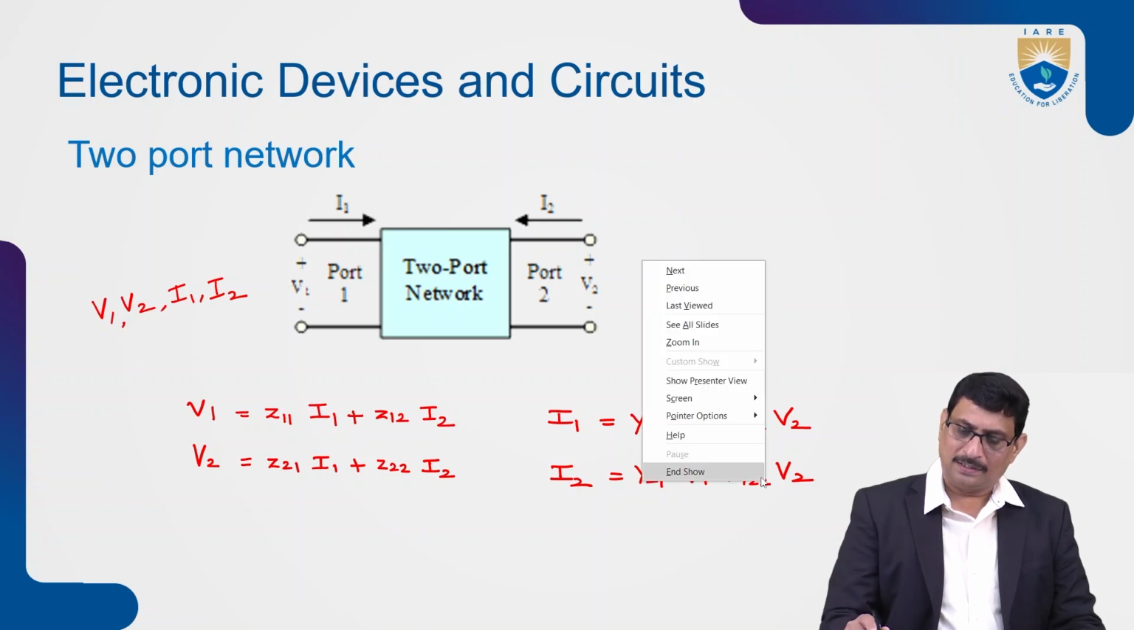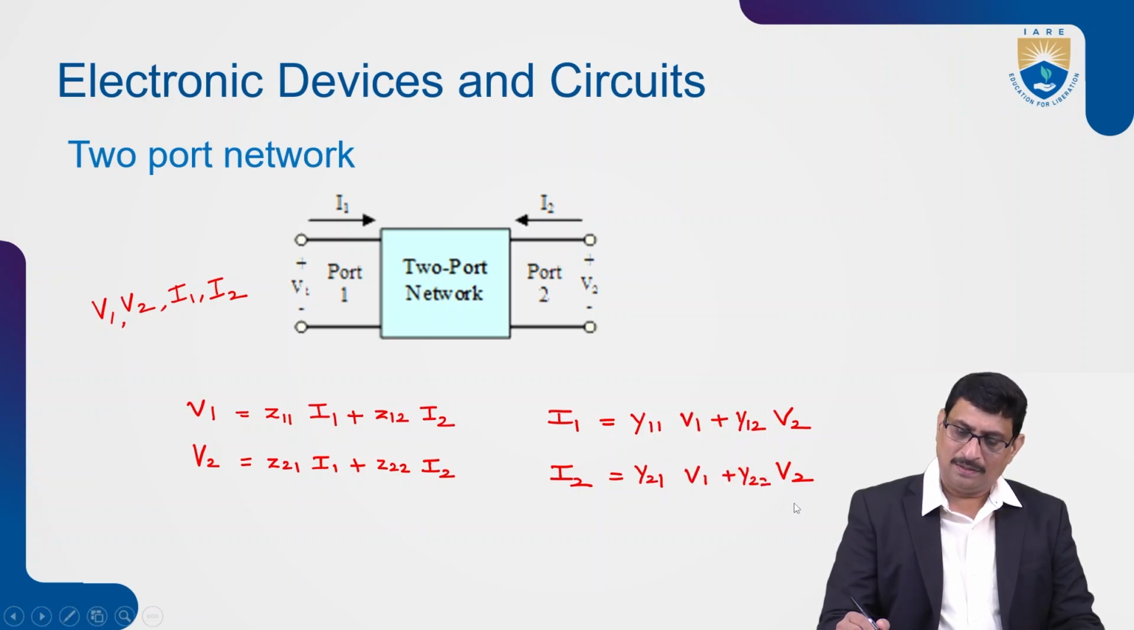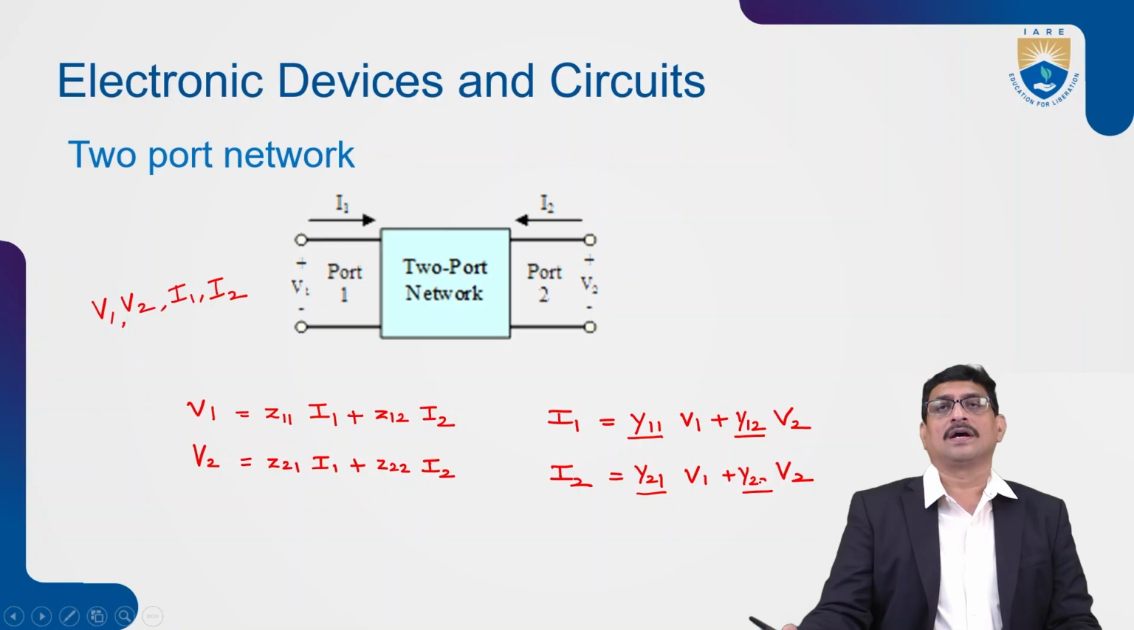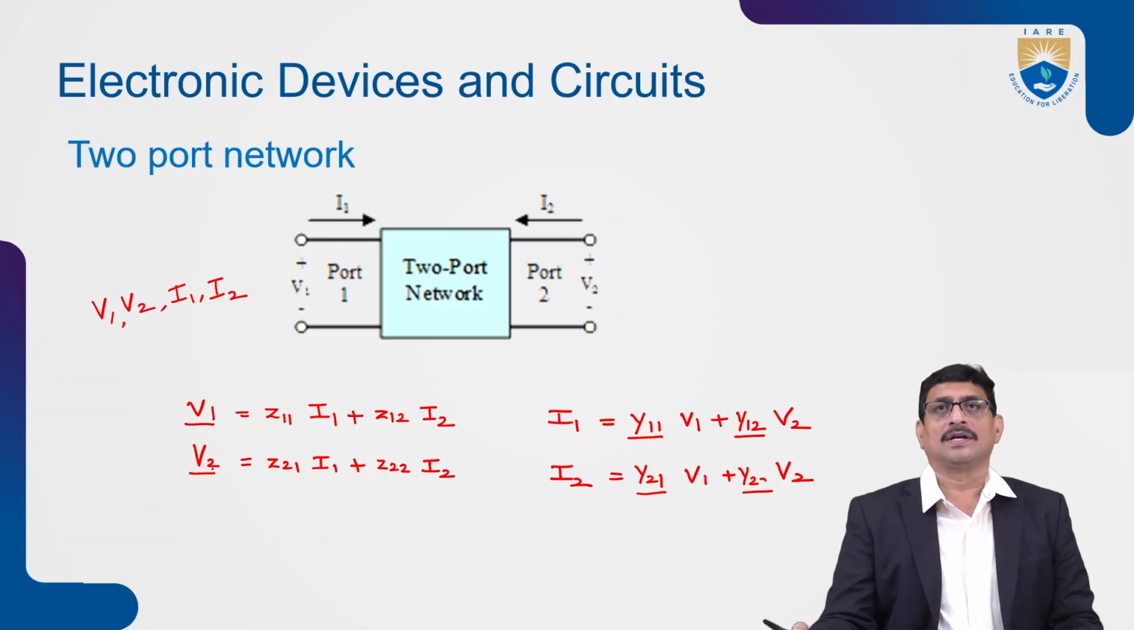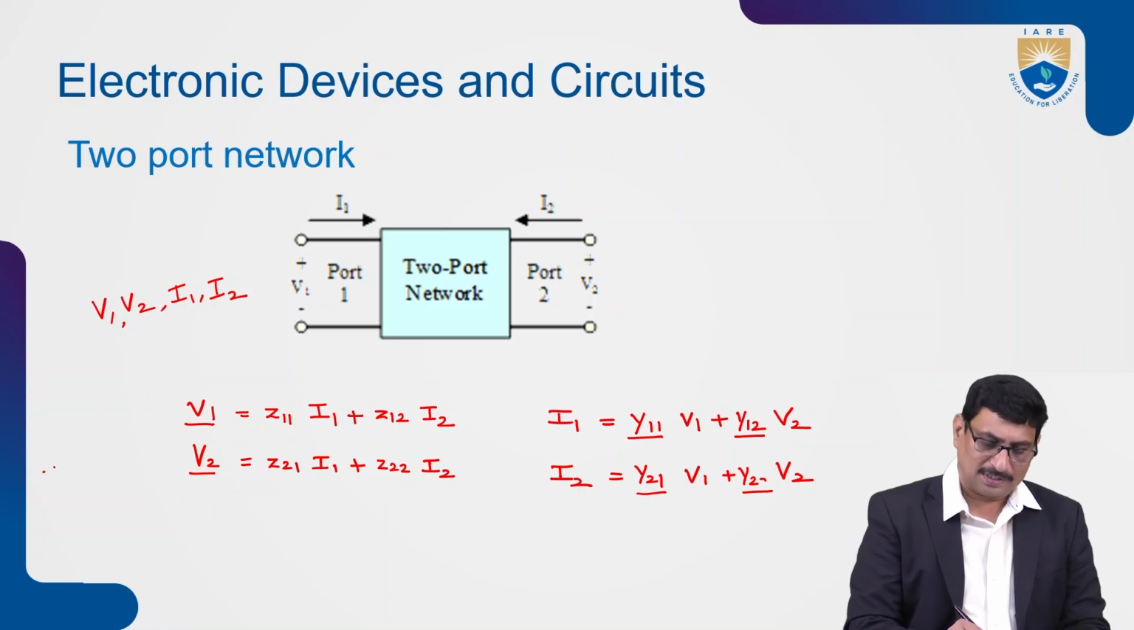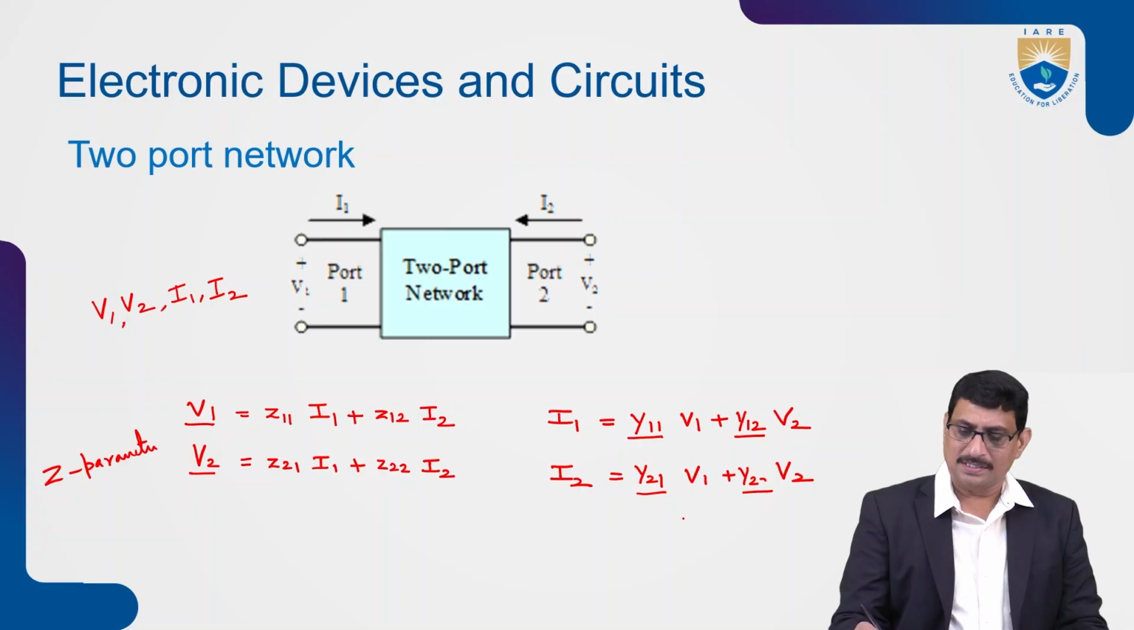So here the two-port network is modeled by taking Y parameters into consideration if I1 and I2 are dependent and V1 and V2 are independent. If V1 and V2 are dependent and I1 and I2 are independent, the two-port network is modeled by using Z parameters. This is Z parameters and this is Y parameters.